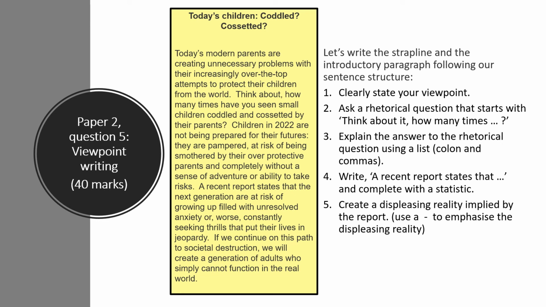So I've clearly stated my viewpoint, which is 1. I've asked a rhetorical question that starts with think about it, how many times? I've then explained the answer to the rhetorical question using a list. I've used a colon to introduce that list, and I've used commas to separate the items in those lists. I've then provided evidentiary support through a recent report. Remember, you can make that up. And then I've created displeasing reality implied by the report. Okay, so I've used a dash there to show that displeasing reality.